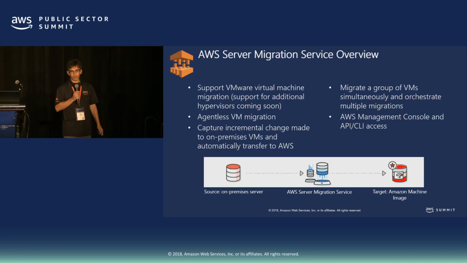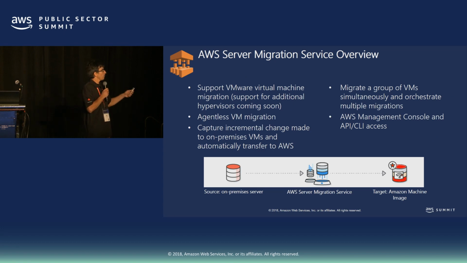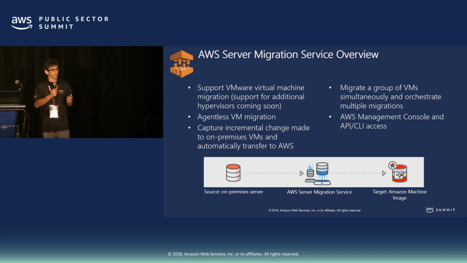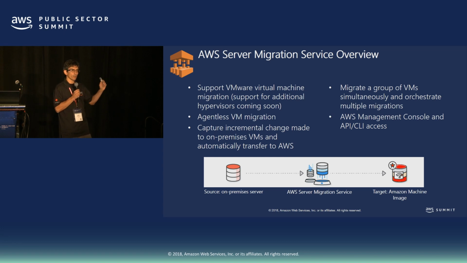So AWS Server Migration Service currently only works on VMware, so expect news on that. But what I like about it is that it's agentless, so you don't have to install any agent on your servers. It copies the data in incremental changes from your VMware server to the AWS Cloud.